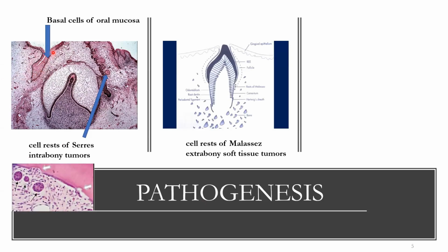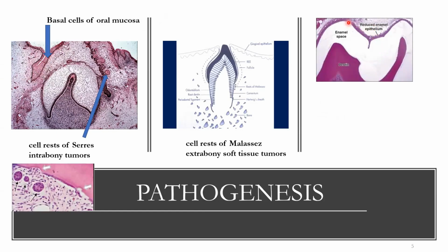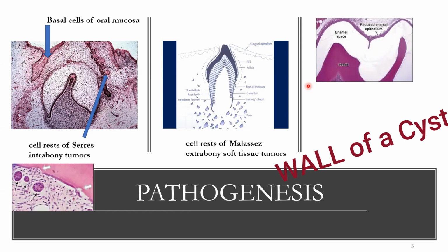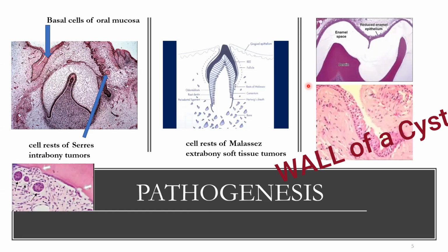And basal cells of the oral mucosa are another cause, and reduced enamel epithelium. I think I've discussed this as well in the series on cysts, so I won't be going into much detail. So these are all similar etiopathogenesis. Another etiopathogenesis which we see in ameloblastoma, or in odontogenic tumors, is the wall of a cyst. If you remember, whenever we were discussing the potential complications under each cyst, especially dentigerous cyst, we said that it could turn into ameloblastoma. So the wall of cysts is another etiopathogenesis responsible for the development of ameloblastoma.